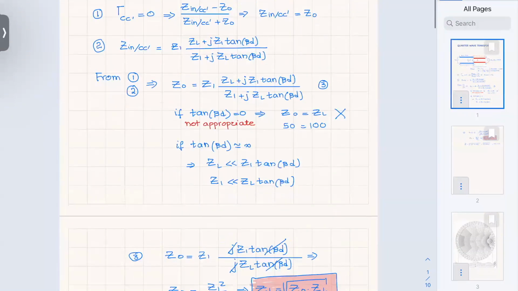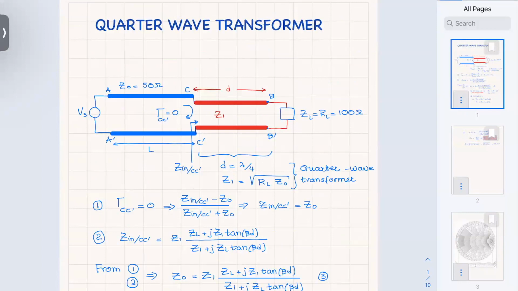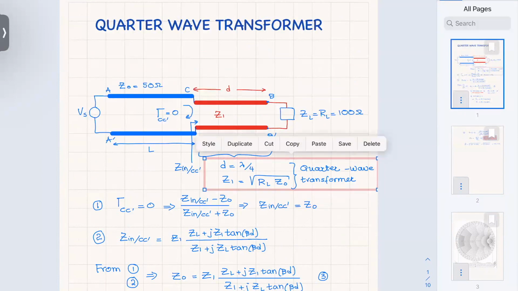Okay, that's a quarter wave transformer. And you're not going to have to prove any of this. You'll just have to remember these two expressions here, these ones, for a quarter wave transformer. These are the two things you need to remember. And as a matter of fact, I will put them here. Okay. Now, any questions about this?